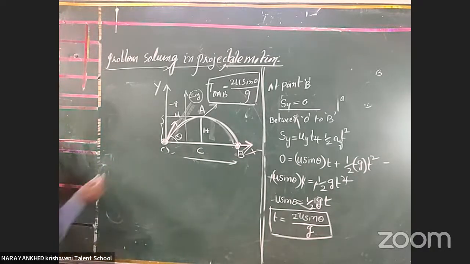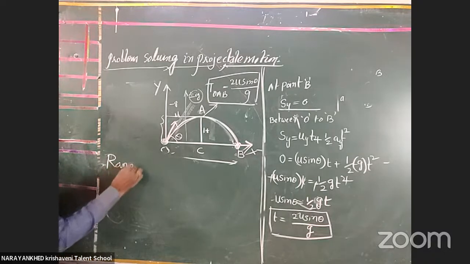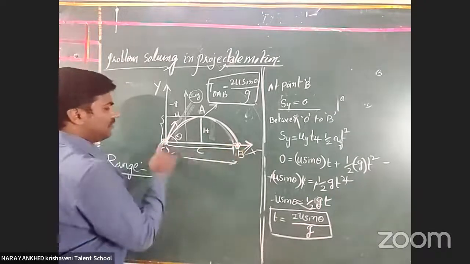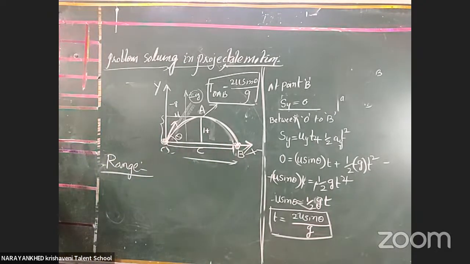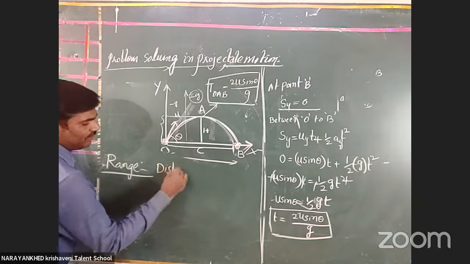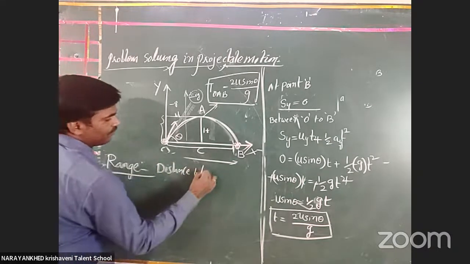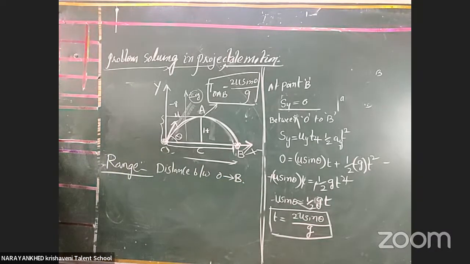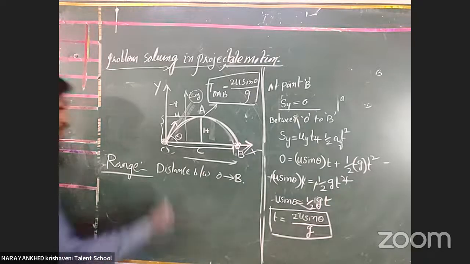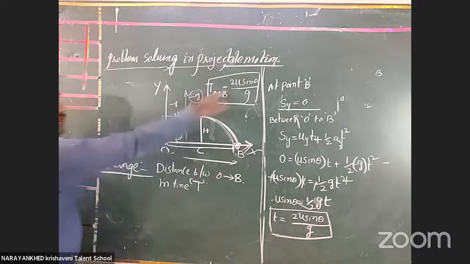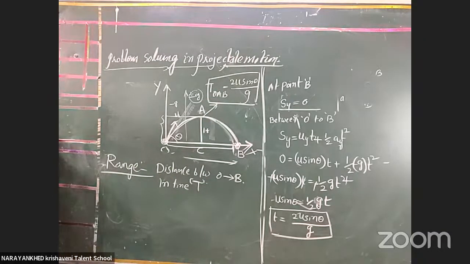Next one is the range. Which one is called range? A range is nothing but the distance traveled between O and B along the x-axis. Clear or not? The distance between O and B is called the range. That is also in the time capital T. What is the capital T? 2u sin theta by g. This is only what we considered.